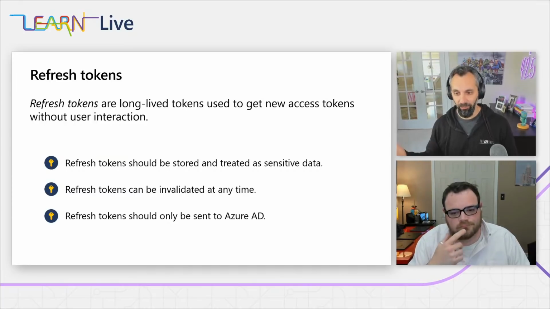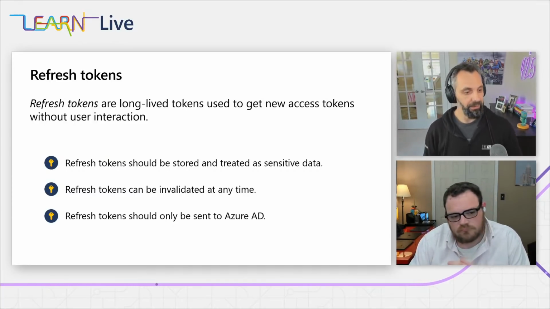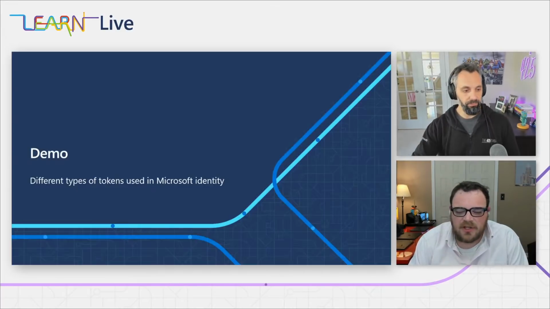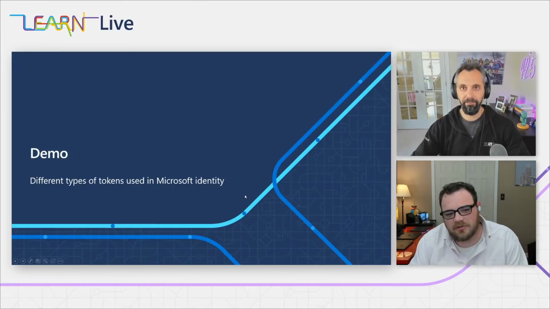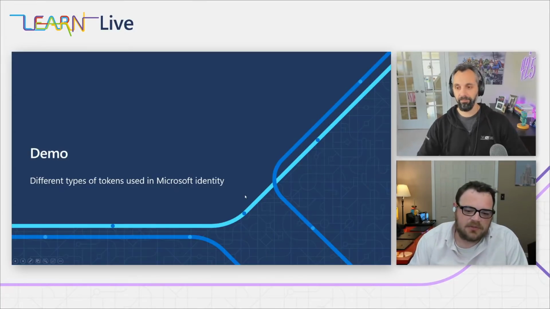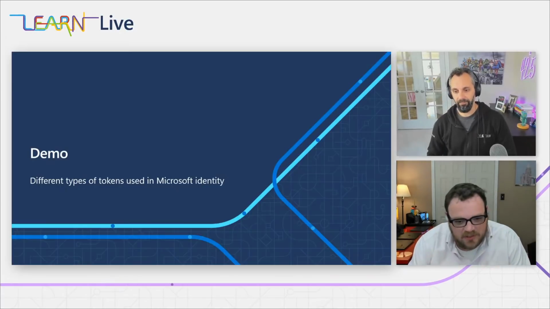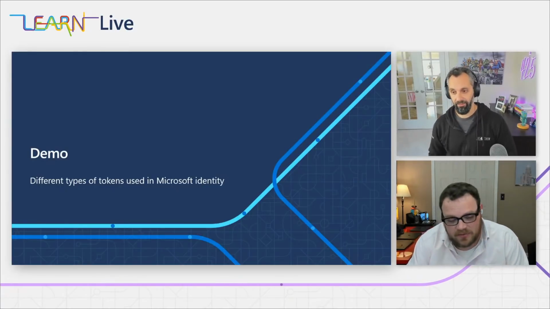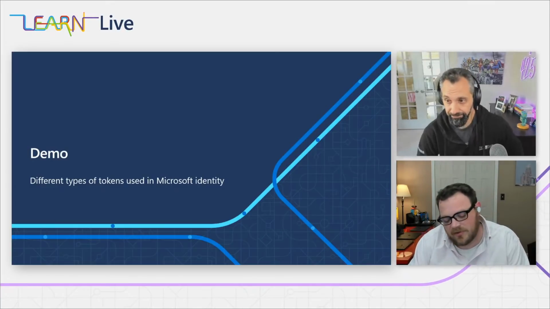And finally, refresh tokens should only be sent to Azure AD. You can't send them anywhere else. They're acquired from Azure AD, and they should be sent back to Azure AD. You can almost think of a refresh token as being sort of like a credential, in that you don't send it to the resource like an access token. You send it back to Azure AD in order to get a net new access token that you can then send to the resource, because the access token is going to expire typically within about 60 minutes.